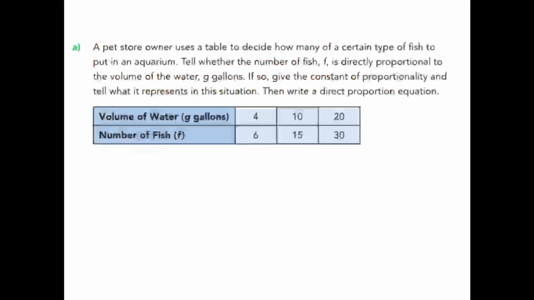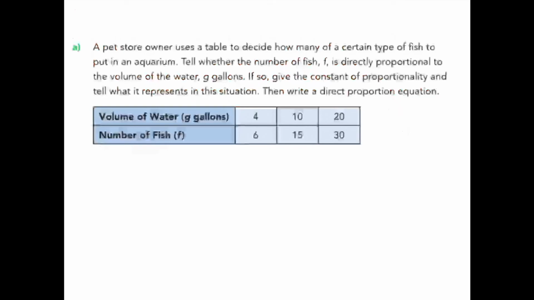A pet store owner uses a table to decide how many of a certain type of fish to put in an aquarium. Tell whether the number of fish, F, is directly proportional to the volume of water, G, gallons. If so, give the constant of proportionality and tell what it represents in this situation. Then write a direct proportion equation.